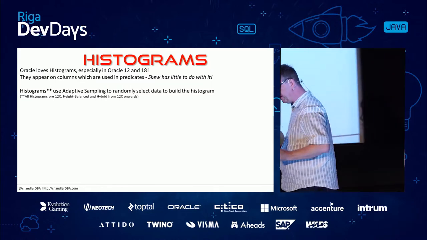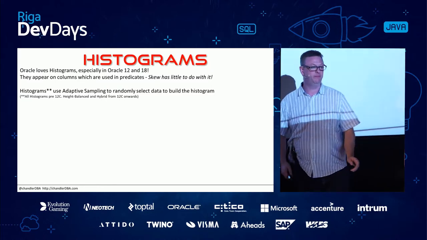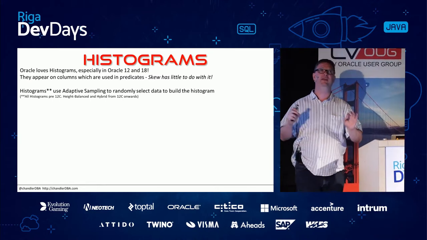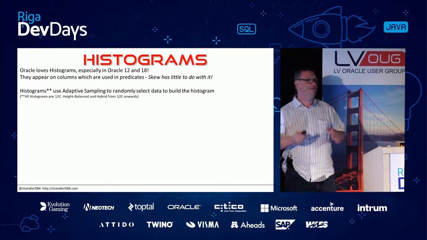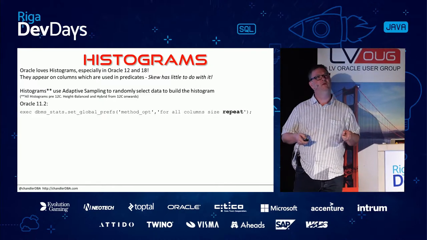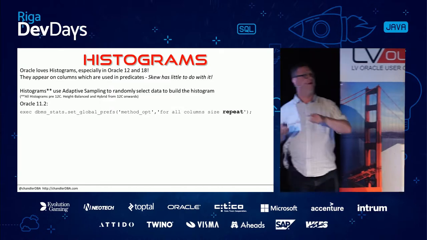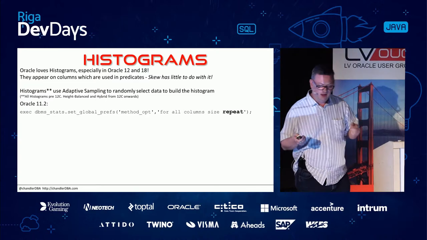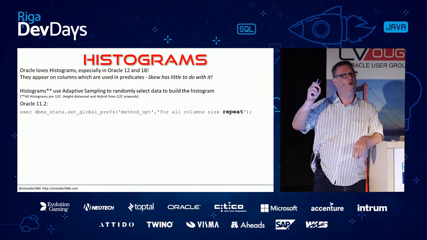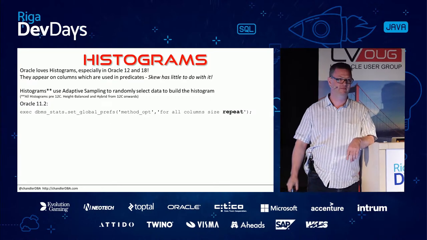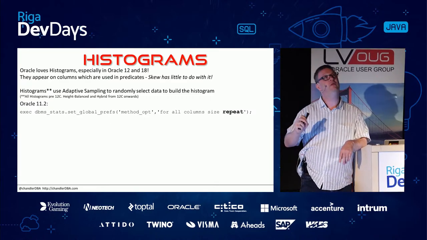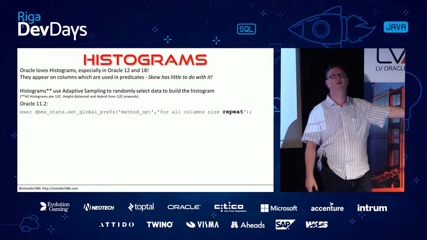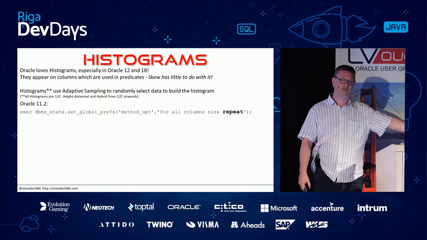Something else that causes plan instability is histograms. Now, Oracle loves histograms, especially in 12 and 18. If you're not aware, 18 really is 12, because 12 is 12.2.0.1 and 18 is 12.2.0.2, so 18 and 12 are the same thing, really. Histograms appear on all columns which use predicates. You may think we get histograms where we've got data skew, and this is not true. I do another presentation where I prove that skew has got nothing to do with it.